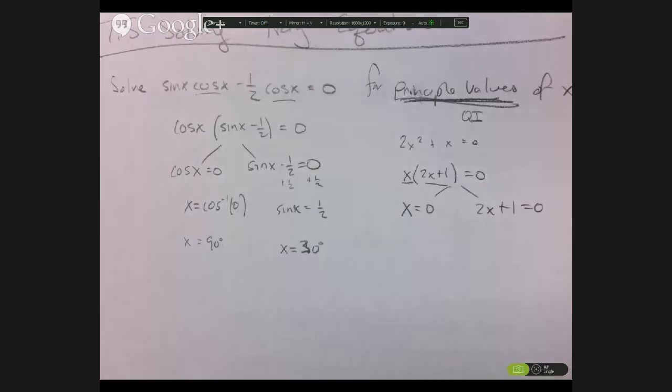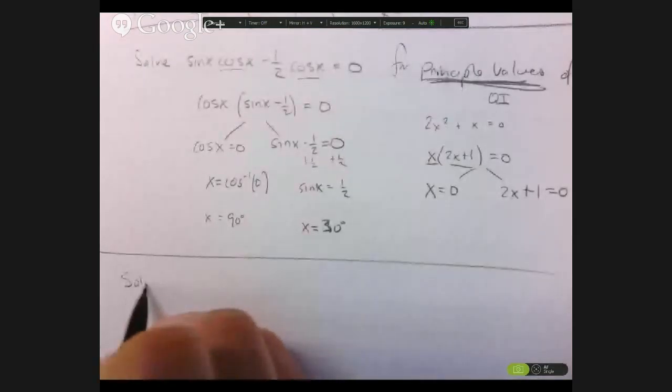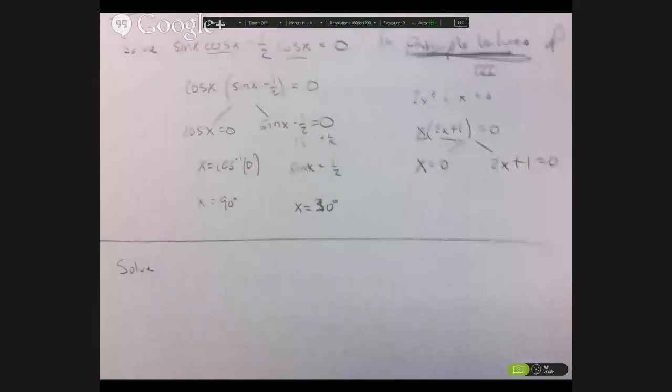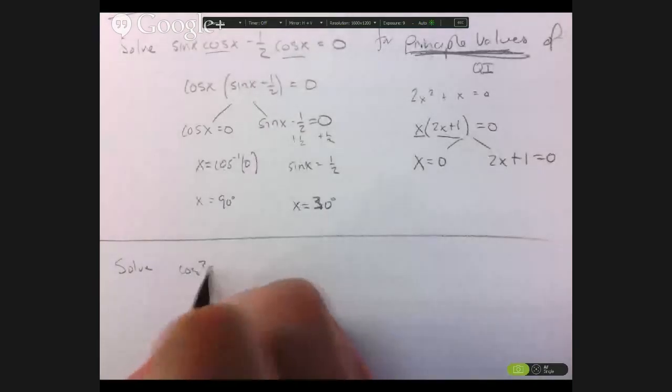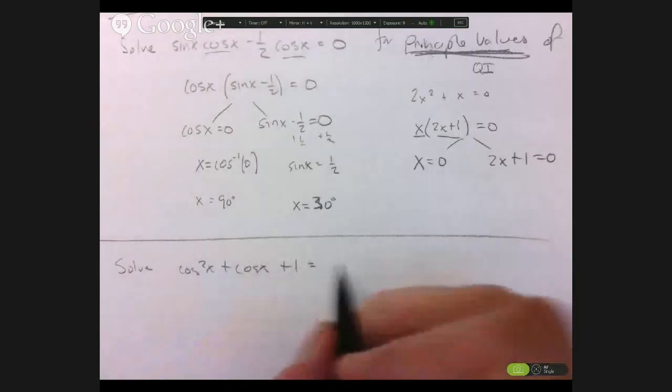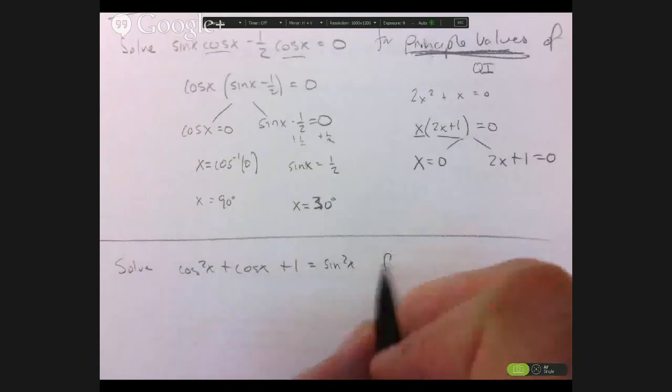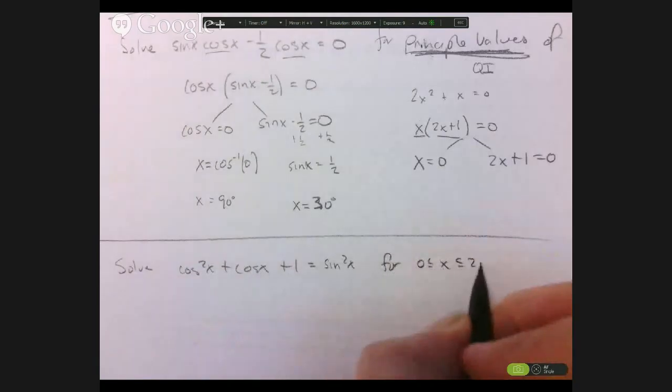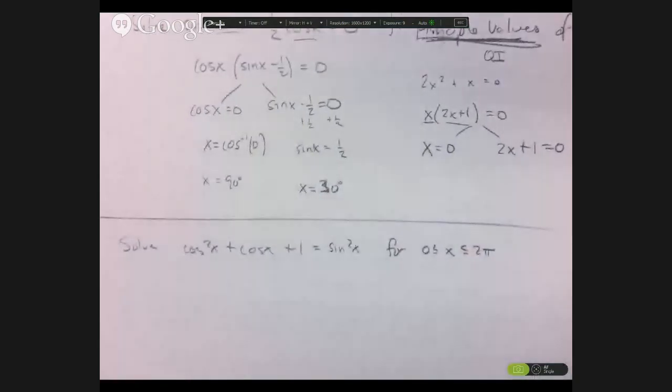Okay, let's open it up a little bit. Solve cosine squared minus cosine plus 1 equals sine squared. We're going to make it the entire first revolution there, 0 to 2 pi. Okay, we're going to have to use an identity on this one.